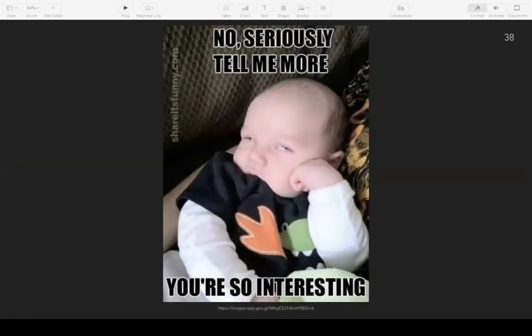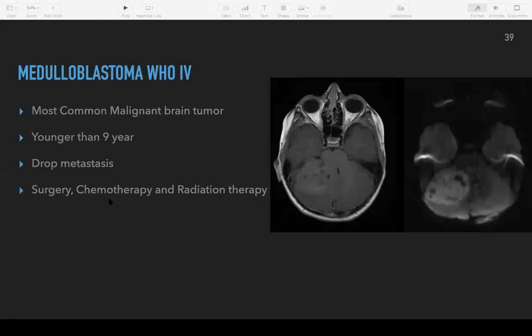Okay, so we have almost finished with the adult brain tumors. I will talk now about pediatric brain tumors. First one is medulloblastoma, which is the most common malignant brain tumor, and it usually occurs in patients less than 9 years of age.